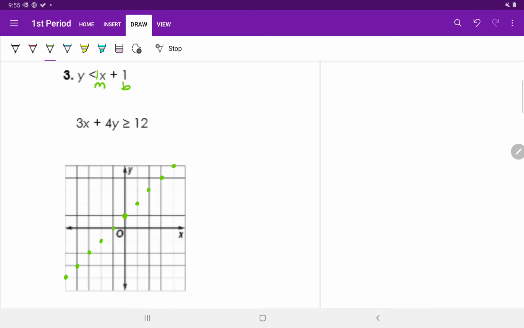Now let's draw the boundary line. This is a less than symbol, so it's going to be dotted or dashed.